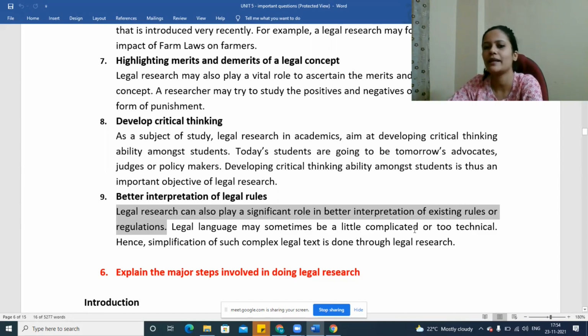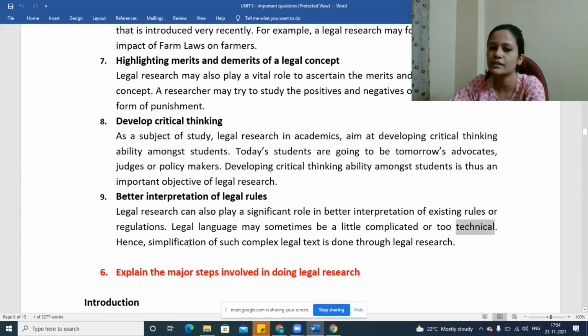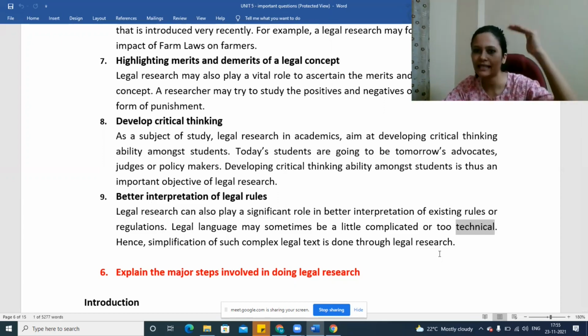Legal language may sometimes become a little complicated or too technical. So simplification of complex text is also one of the objectives of legal research. If a new law is introduced, a layman may not be able to understand it properly. There, legal research can help them. A person may study the entire legislation and provide a summary in very basic layman language so that anyone who wants can understand it.